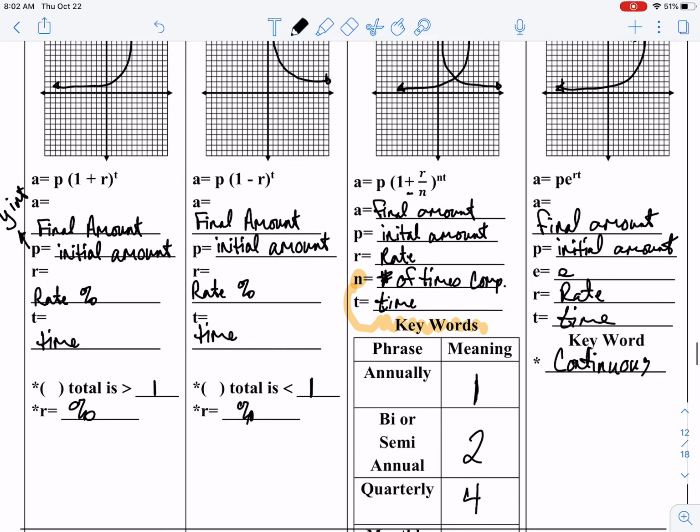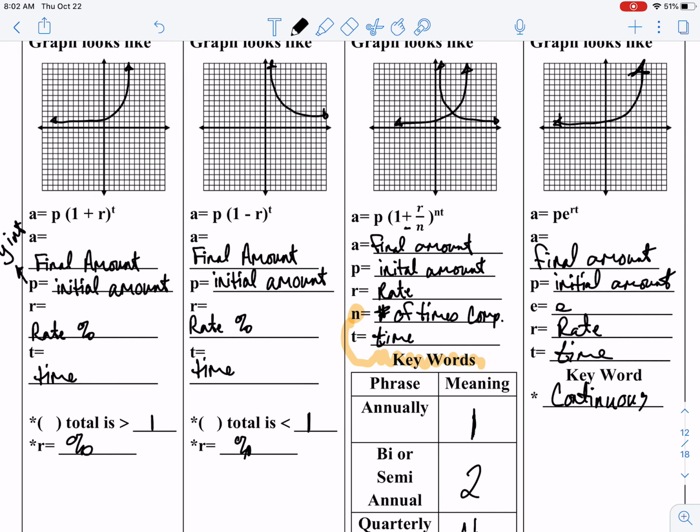This formula is a little bit different. It'll probably be the hardest one to remember, where your final amount is equal to the initial value times (1 plus your percentage rate divided by the number of times compounded), close parentheses, all raised to the number of times compounded times that many years.